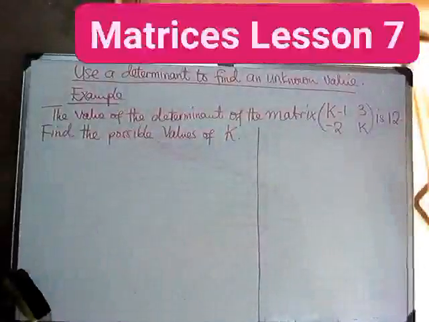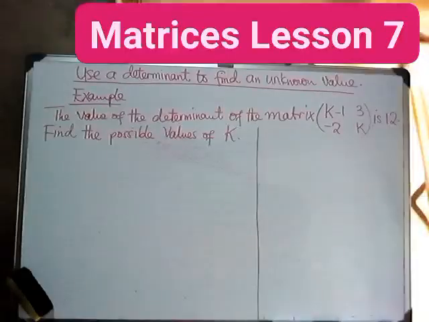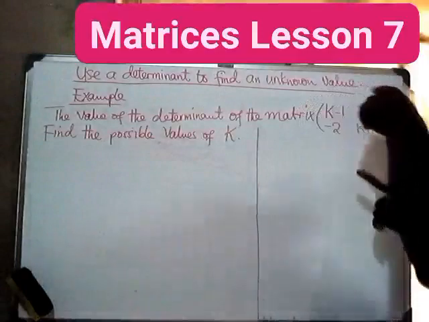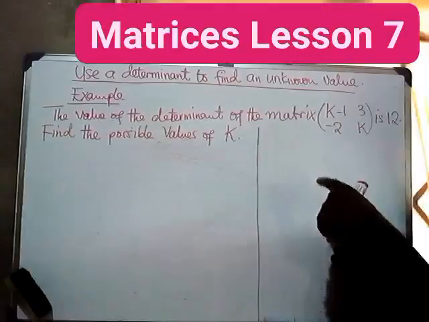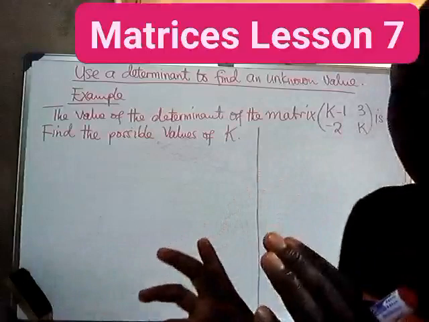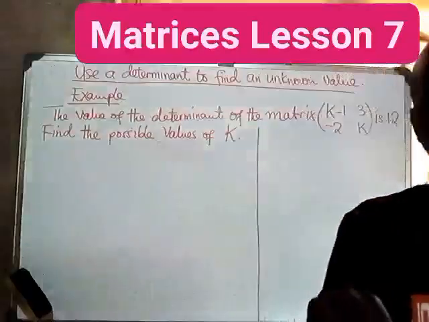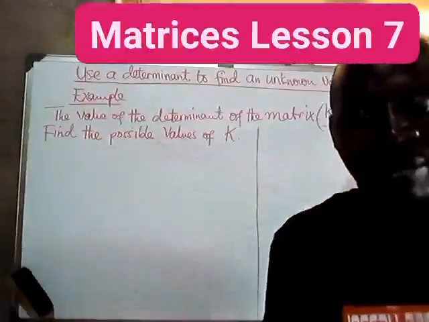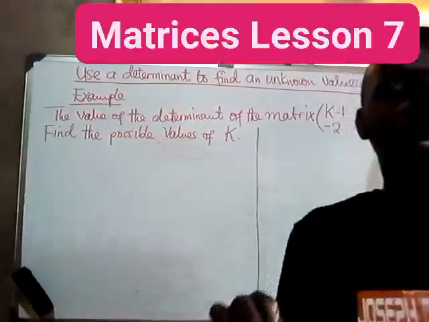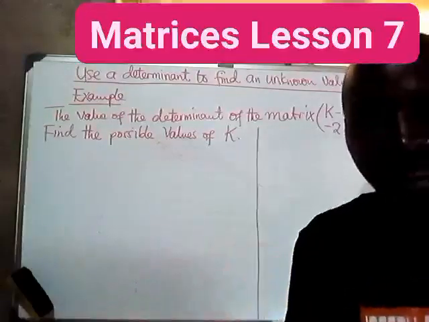So we use a determinant to find an unknown value. So we are using the determinant to find an unknown value. Sometimes you may be given a matrix of which some elements are in the form of a variable. There are unknown elements, and some elements are in the form of numbers.